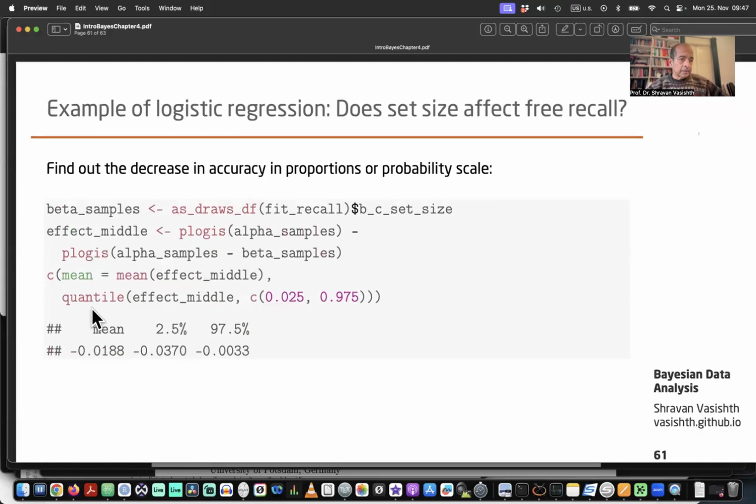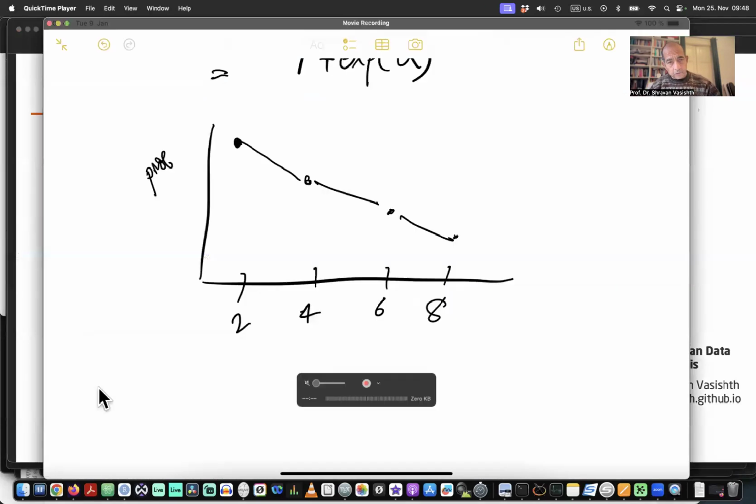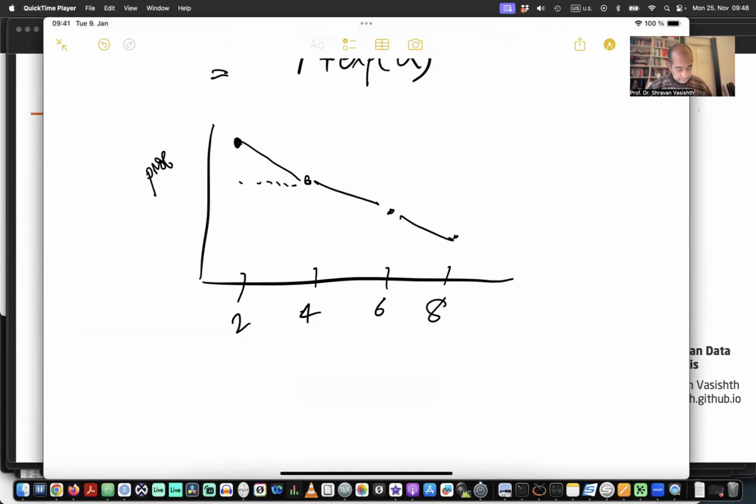Okay? Right. So now the interesting thing scientifically, as I said, if you think about the figure that I just showed you, usually what we would be interested in is this fall in accuracy.